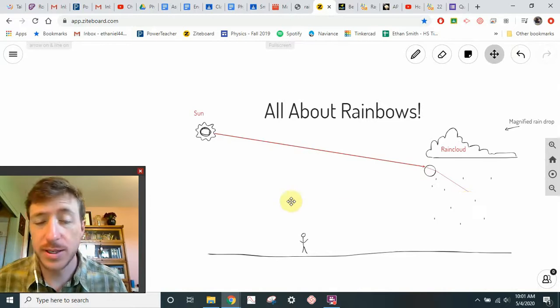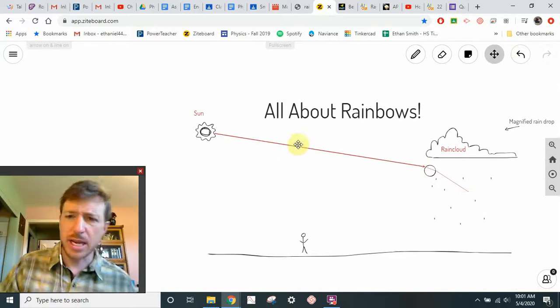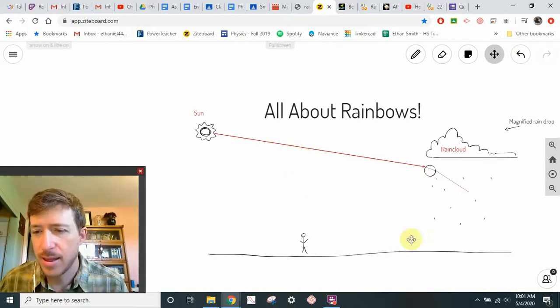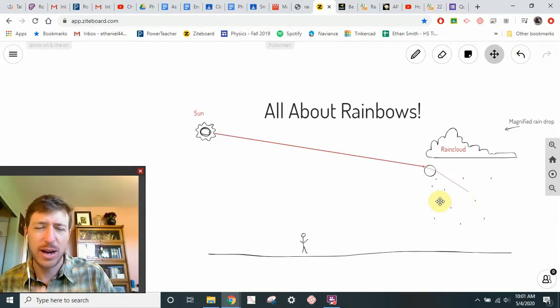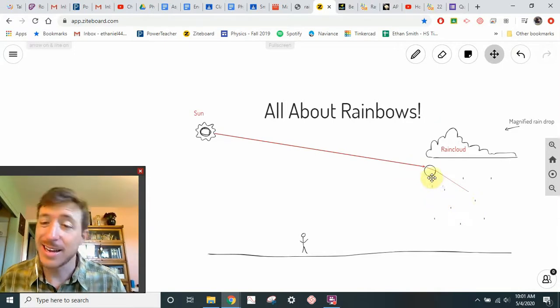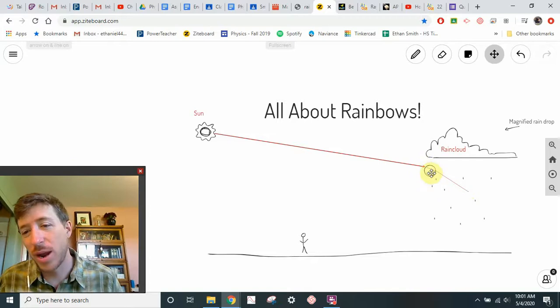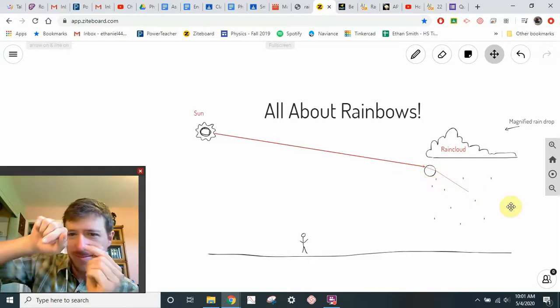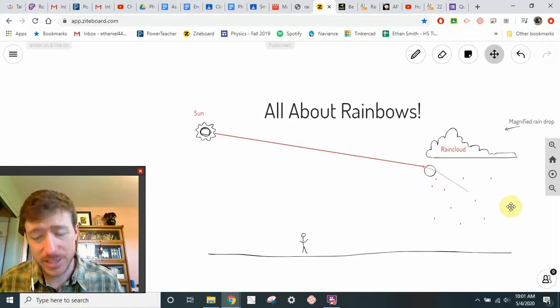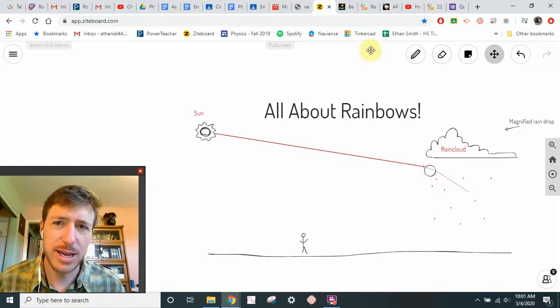Well, the question is, if this is, for example, just a red wavelength of light, how is it that wavelength of light is coming back so that I can see it? How is it coming back to my eye? Because in this case, it looks like it bent through that raindrop, but it's still going that way. It's still going away from me. So how is it that I can actually see it?